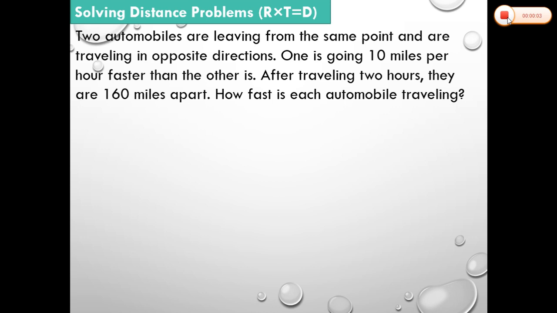Two automobiles are leaving from the same point and are traveling in opposite directions. One is going 10 miles per hour faster than the other. After traveling 2 hours, they are 160 miles apart. How fast is each automobile traveling?